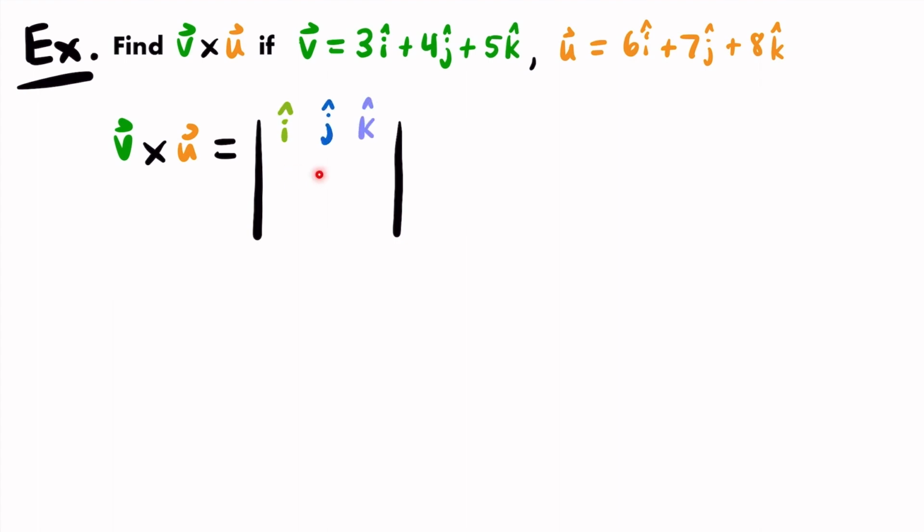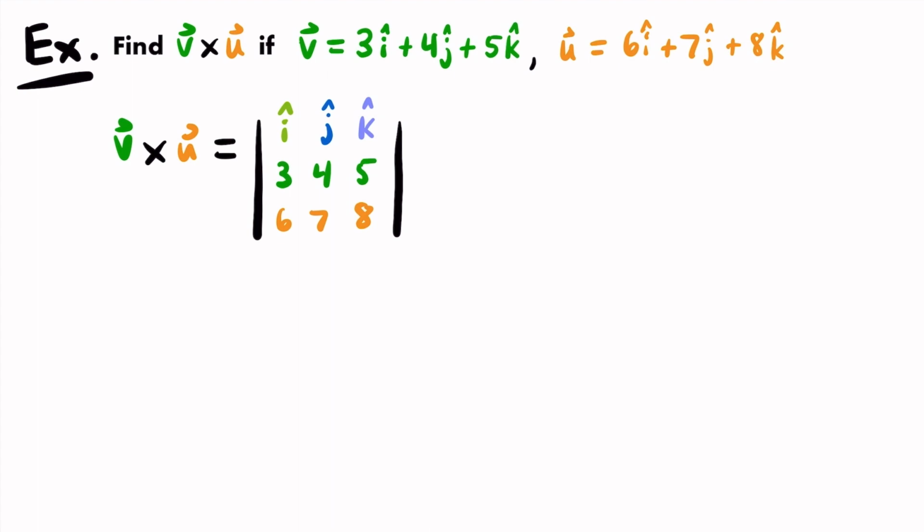Then the next two rows are going to be composed of the components from vector v and vector u. Since we have vector v cross vector u, vector v comes first, so the components of vector v will be in the second row, and the components of vector u will be in the third row. The components of these vectors are the coefficients of i, j, and k. So the components of vector v are 3, 4, and 5, and the components of vector u are 6, 7, and 8. Let's write those into our matrix here. We're going to have 3, 4, and 5, and then 6, 7, 8. Those are the components of vector v, and these are the components of vector u.